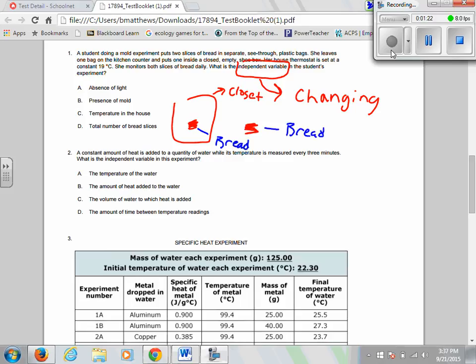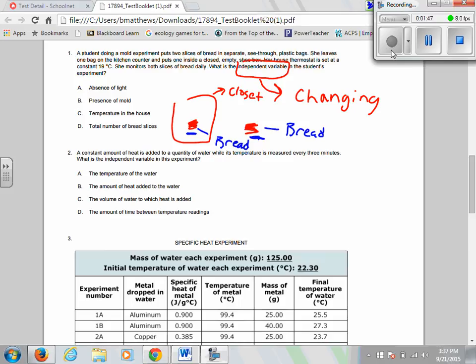So what is different between the two? That is the one thing you have to ask yourself. The thermostat is set at 19 degrees Celsius. That relatively isn't going to change. Two slices of bread in each pile. They're both in see-through bags. One's on the counter here. One's inside the closet here. Looking at all the answer choices, what is she actually changing?